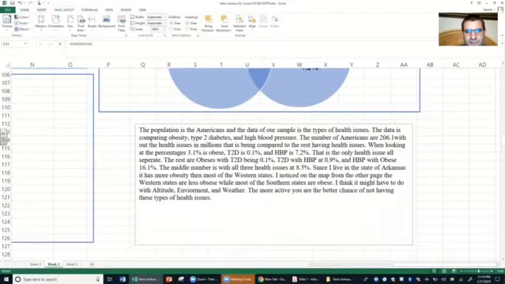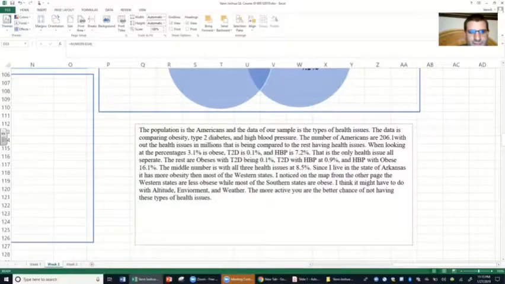The population is the Americans, and the data of our sample is the types of health issues. The data comparing obesity, type 2 diabetes, and high blood pressure. The number of Americans is 206.1 without the health issues in millions. That is being compared to the rest of the health issues.